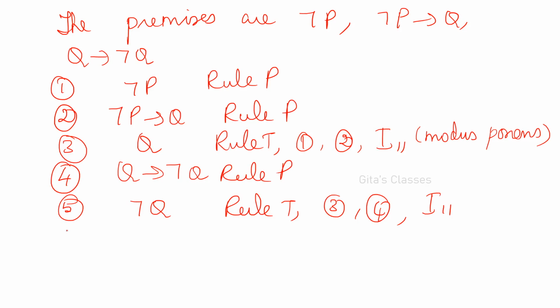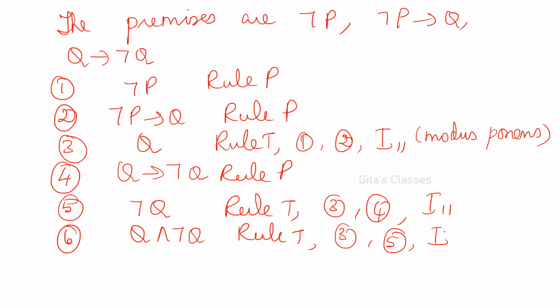Okay. So next step is, see, in the third step I have Q and fifth step I have not Q. So P comma Q implies P and Q, right? So Q and not Q. This is again rule T, I9, right? Which steps? 3 comma 5. I9, conjunction. Okay. So which is a contradiction.